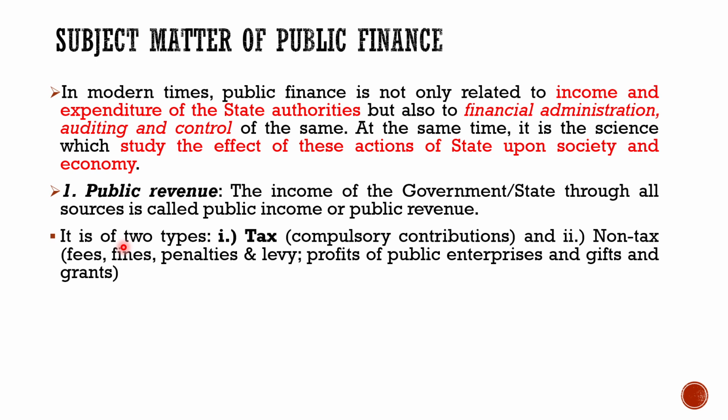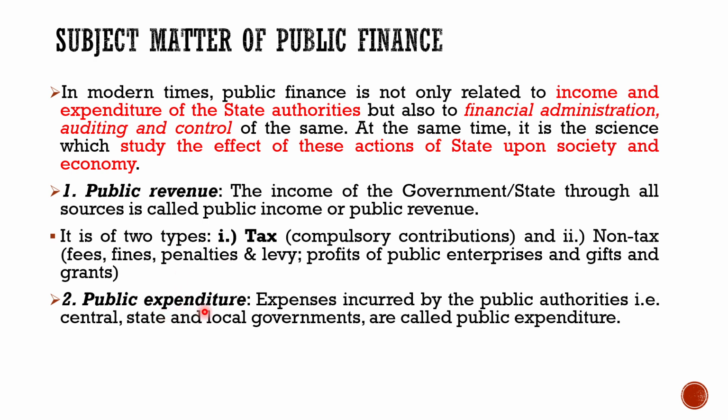Here the point is the public revenue can be of two types: from taxes, that is the compulsory contributions by the citizens to the government, and the non-tax one that includes fees, fines, penalties and levies, profits of public enterprises, and gifts and grants. Now, the second term is public expenditure.